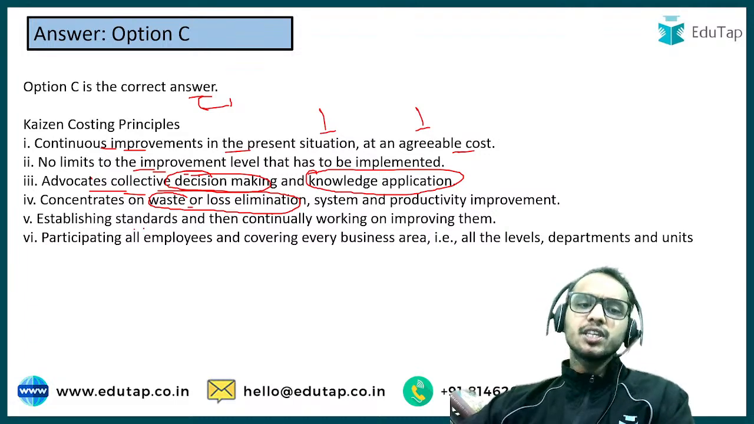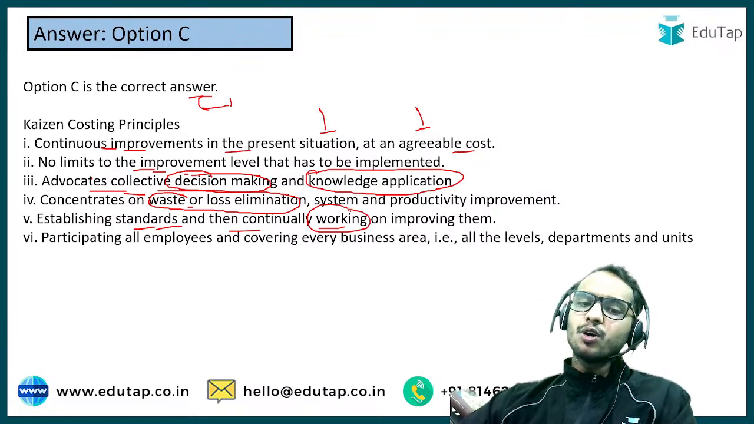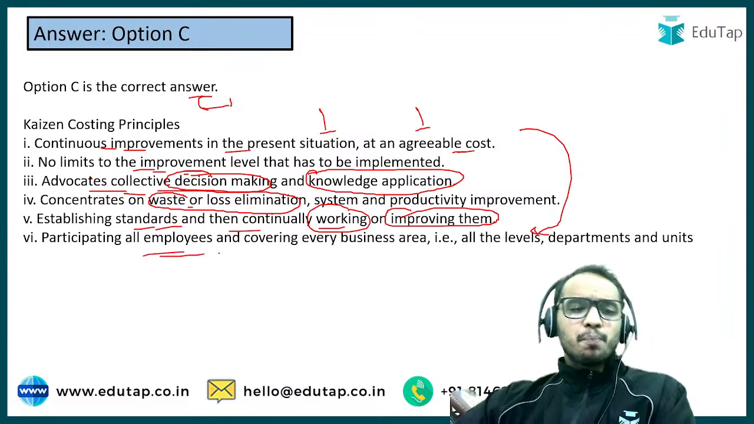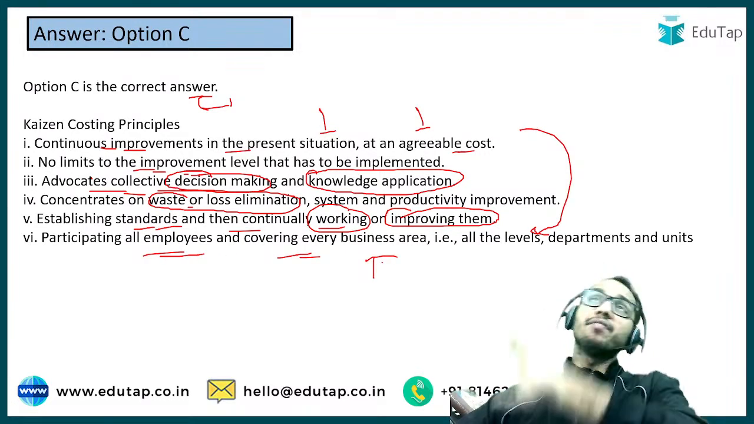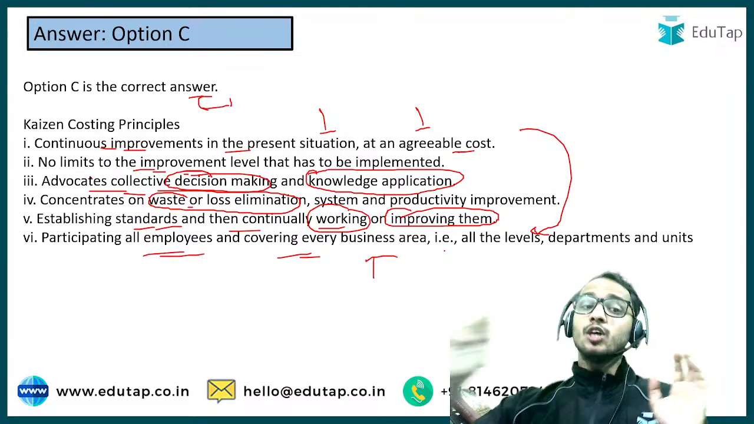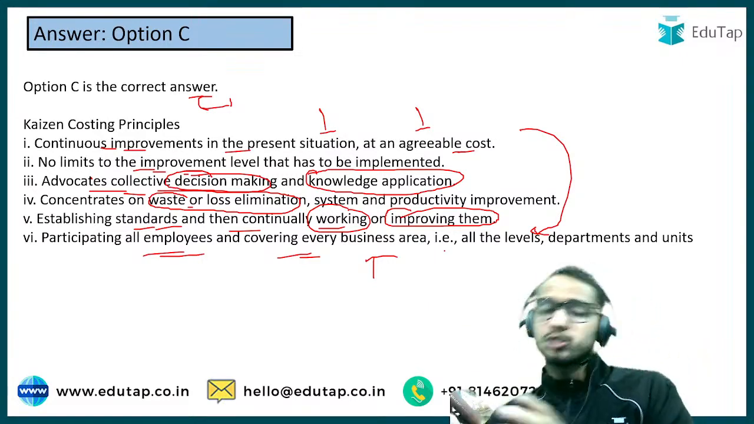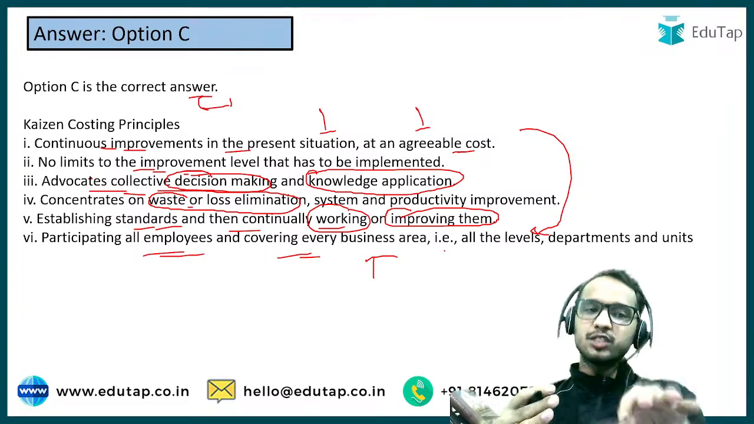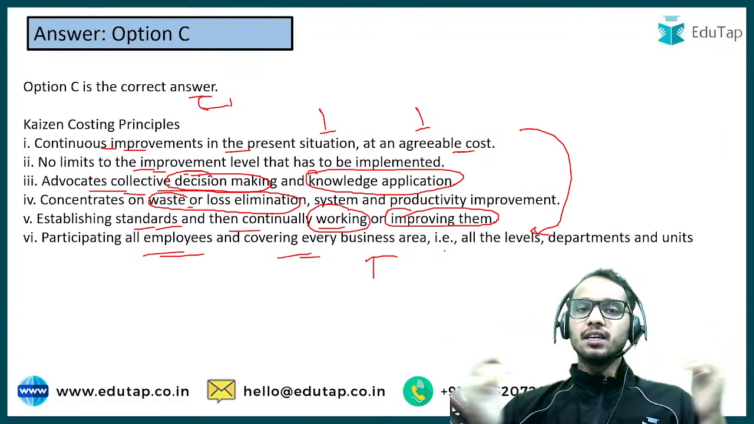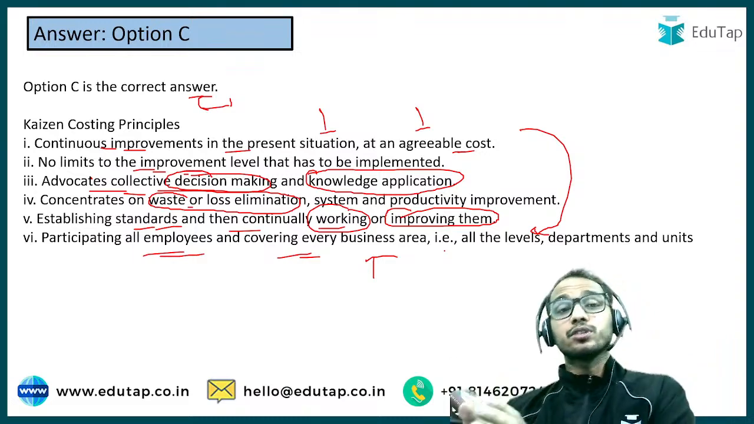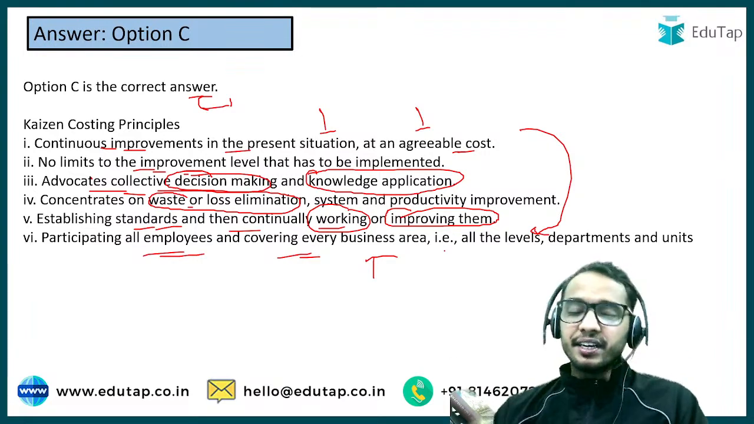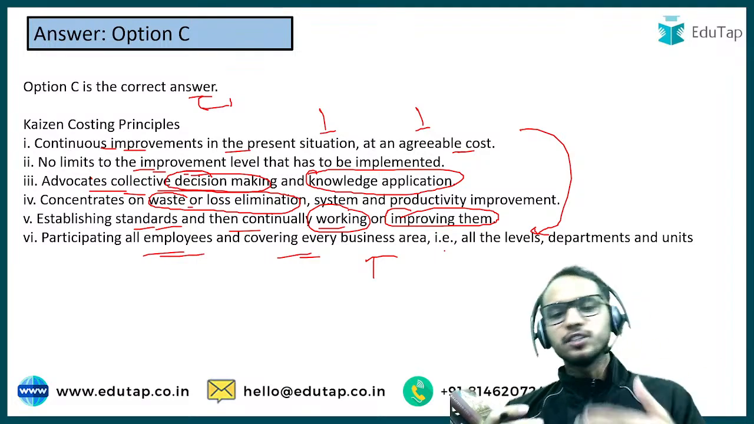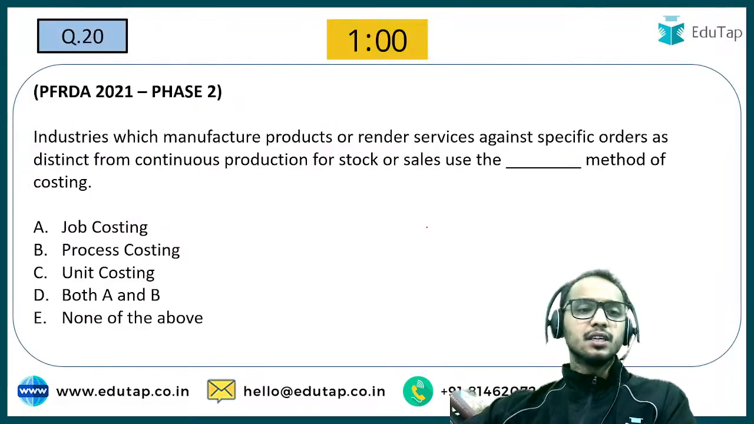Now establishing standards and then continually working on improving them. Again, same logic, continuous improvement. Participation of all the employees and covering every business area. That means you have to look at each and every process of the organization. You have to improve based on the Kaizen costing. You have to improve as an overall organization. Each and every process must be evaluated with respect to the standard, and you have to continuously improve all the departments, units and all the areas.